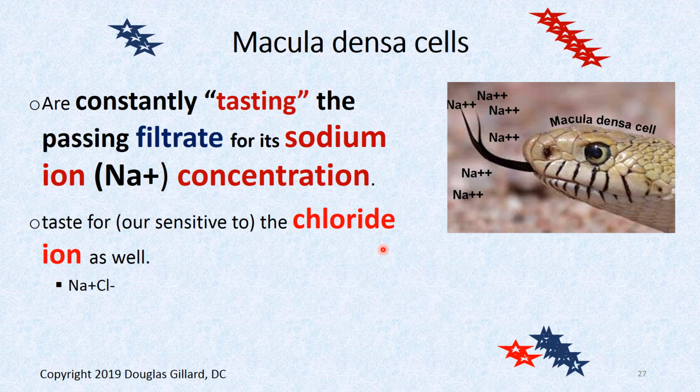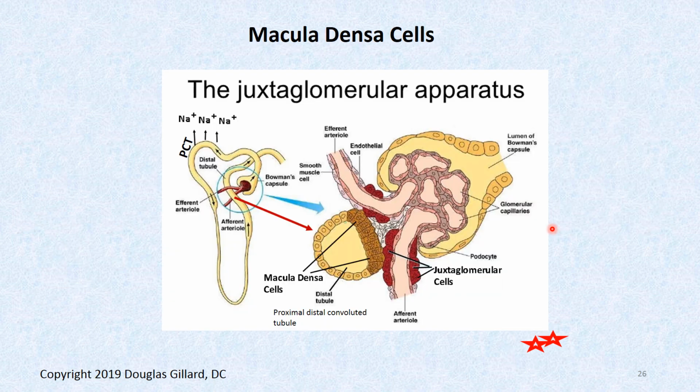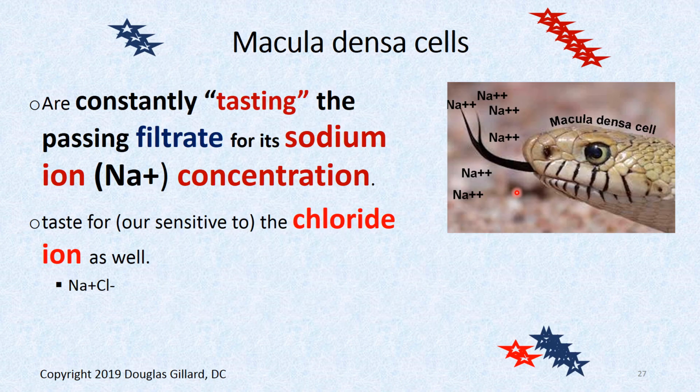Now, what do I do? I always remember this snake. They're constantly sticking out their little snake tongues. If they have these little snake tongues, they're constantly tasting the filtrate moving through, and they're tasting it for the concentration of sodium. It has to be just salty enough for them. It can't be too salty, and especially can't be under salty. They freak out if it's under salty.